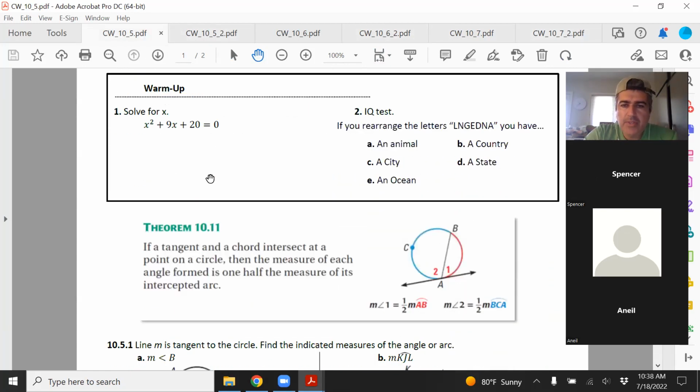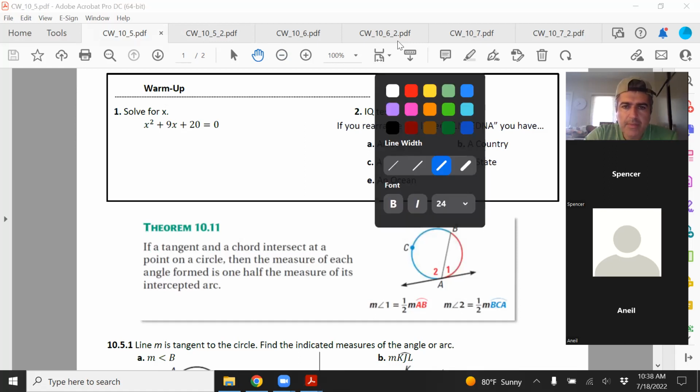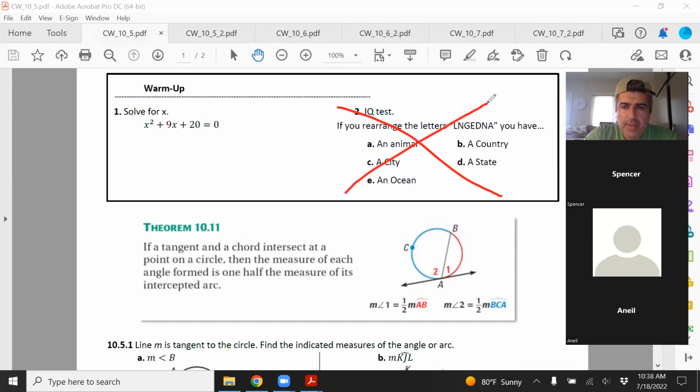Okay, so here we're asked to solve an equation. It's a quadratic. By the way, if you were to rearrange that, I think it comes out to England, which of course is a country, but yeah, let's not worry about that. But this I care more about, factoring.